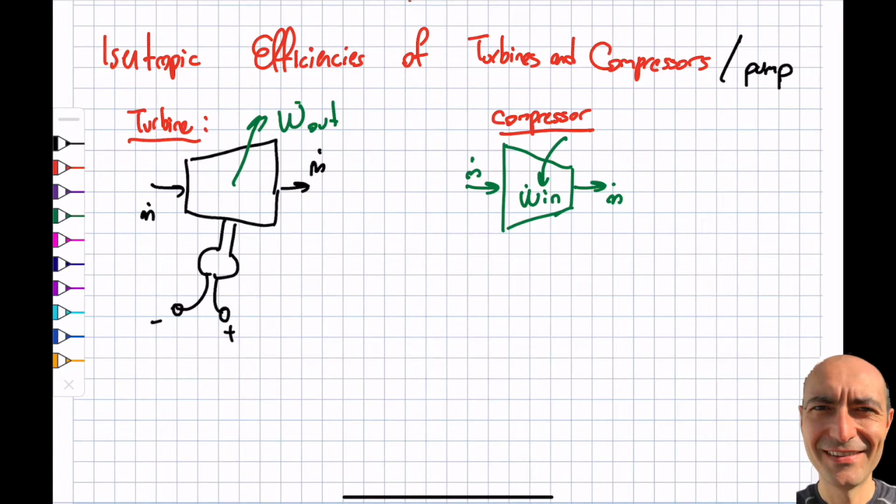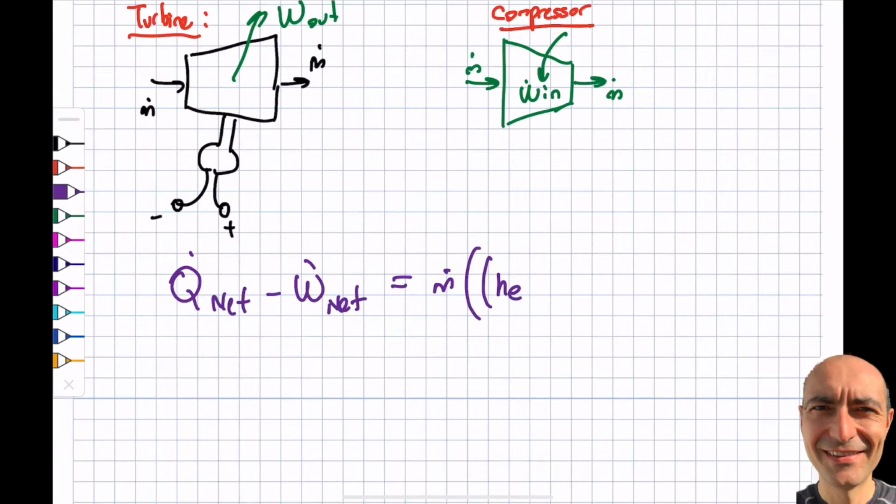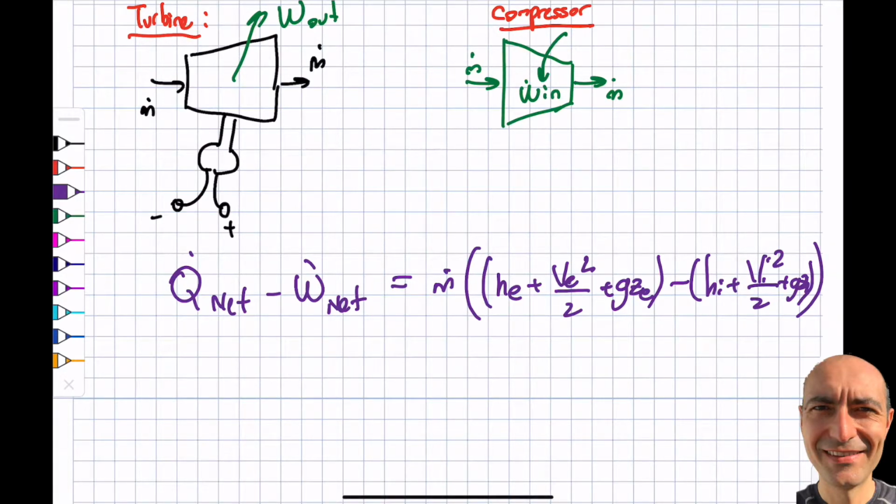Okay, so what I want to do is, let's use a neutral color because I want to represent both: Q dot net minus W dot. What am I writing over here? Tell me. Yes, I hear you. You said that it is the first law. That is true: m dot times the quantity V exit squared over 2 plus g z exit, minus h inlet plus V inlet squared over 2 plus g z inlet. Okay, I finally made it.